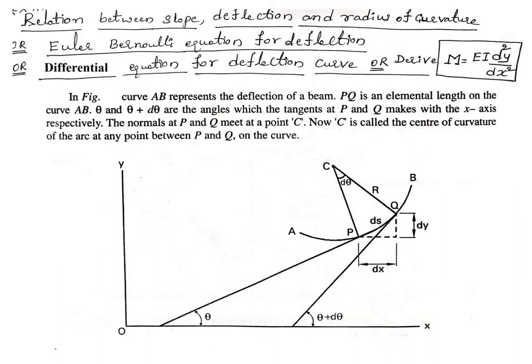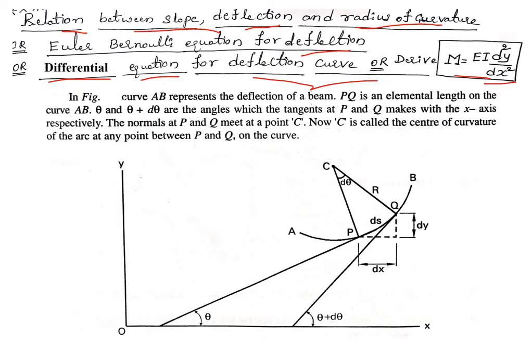Next topic is the relation between slope, deflection and radius of curvature, or the Euler-Bernoulli equation for deflection, also called the differential equation for deflection curve. We derive M is equal to EI into d square y by dx square. The last expression will be obtained in this manner.